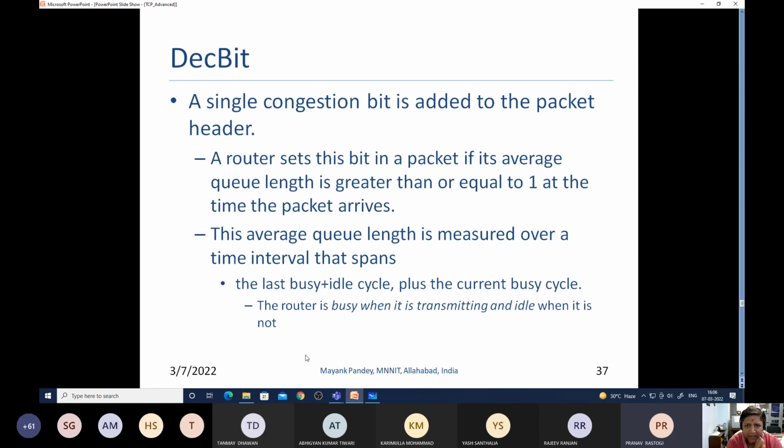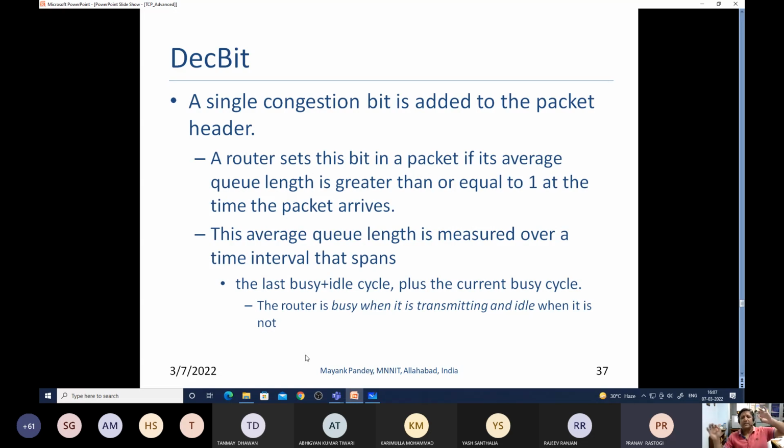A single congestion bit is added to the packet header. A router sets this bit in a packet if the average queue length is greater than or equal to 1 at the time the packet arrives. How to calculate the average queue length, I'm just telling you. The router sets this bit in a packet if its average queue length is greater than or equal to 1 at the time the packet arrives.